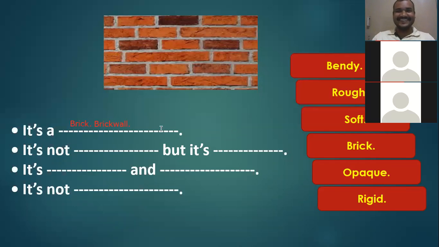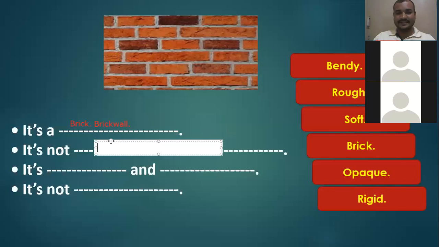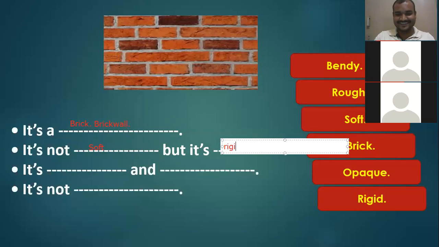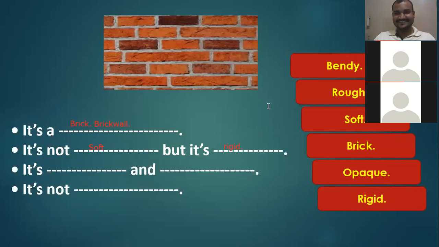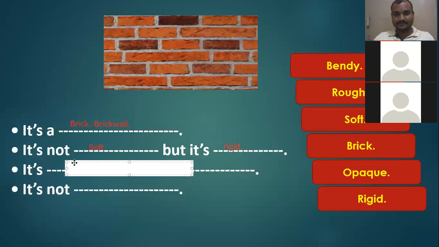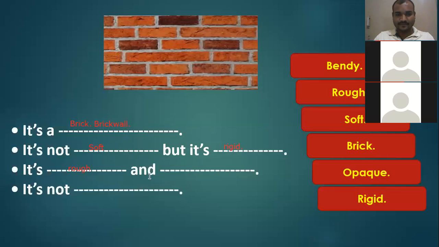Great. So how about the second one? It's not soft, but it's rigid. It's not soft, but it is rigid. Okay, fine. Now, Alokji, you answer the last two. It's rough and bendy. And the last one is it's not opaque. It's rough and bendy, correct.